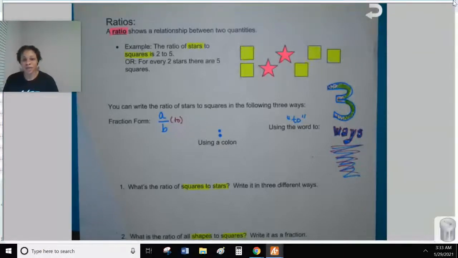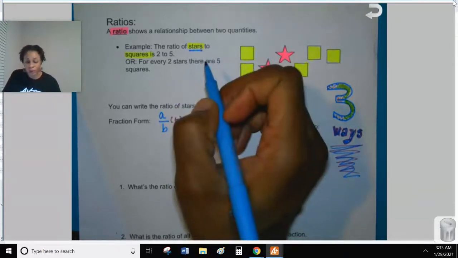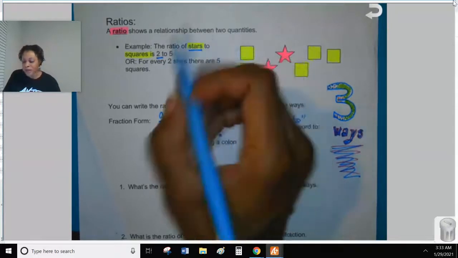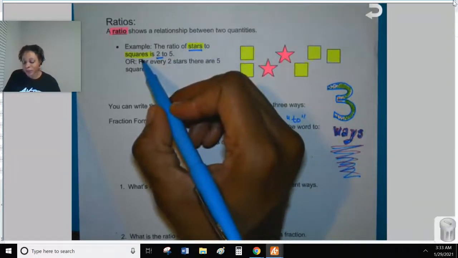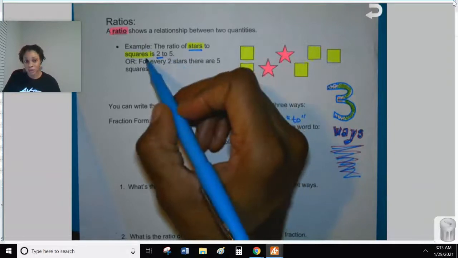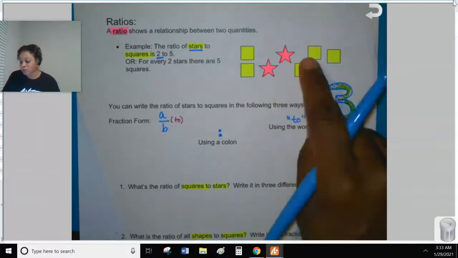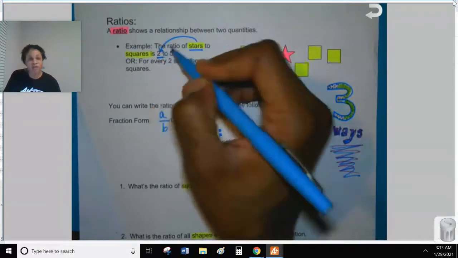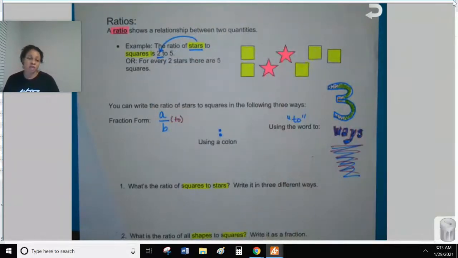So here in our example, we are comparing stars to squares. And it says the ratio of stars to squares is 2 to 5. I want to point out that the order matters. As stars is the first word, then 2, the first number, relates to the stars, and squares is the last or second word. 5 relates to squares. So as you can see in our picture, we have 2 stars and we have 5 squares.